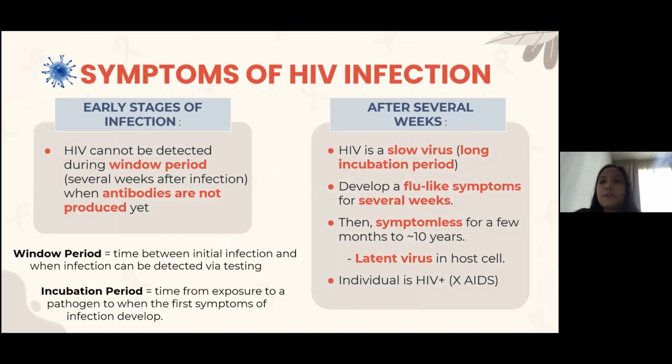So what are the symptoms of HIV infection? In the early stages of infection, HIV cannot be detected during the window period because antibodies are not yet produced. So HIV is a slow virus and it has a long incubation period. That means it takes a long time before you develop any symptoms. And when you develop symptoms, you will most likely develop flu-like symptoms, which will last for several weeks. Then you become symptomless for a few months to around 10 years because the virus is inactive in the host cell. So at this point of time, the individual is HIV positive and does not have AIDS yet.